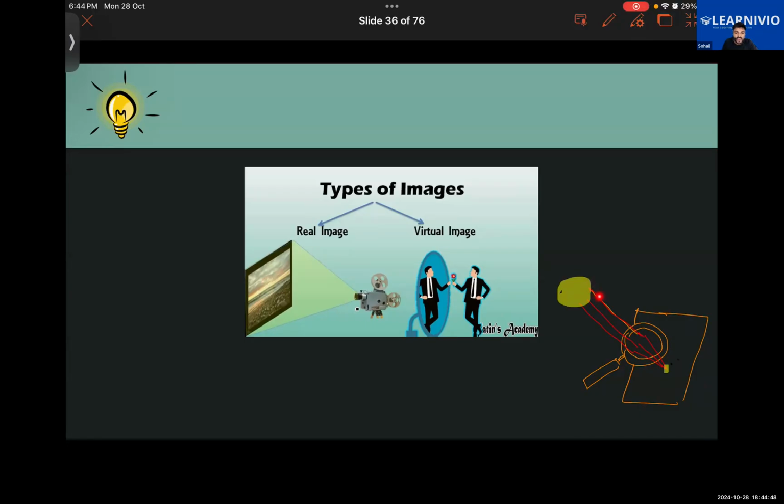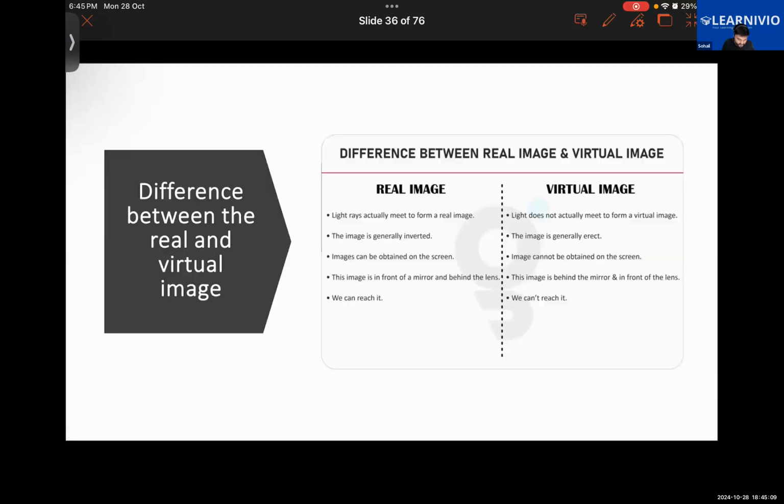So here the rays are actually meeting. Thereby, is a virtual image of the sun being formed, or is a real image formed here? A real image. Exactly. A real image is formed here because the rays are actually meeting here. But in this case, a virtual image is formed, as the rays appear to meet together.